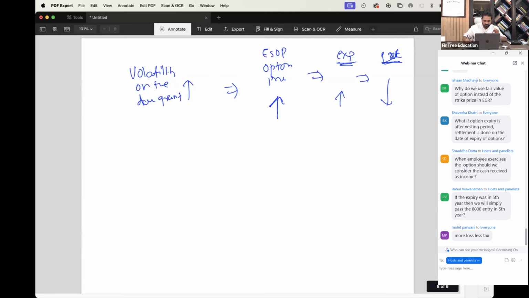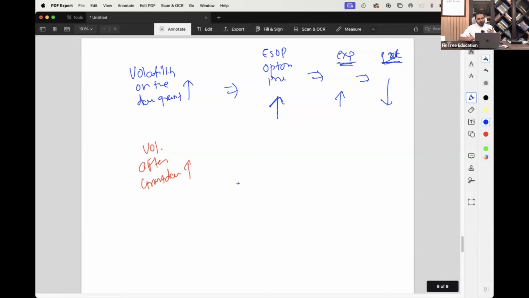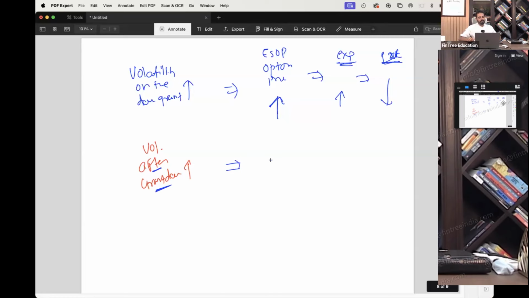Now, if I were writing the question, I would put something like this to trap you. If I were writing the question, here's what I'll do. What if volatility after the grant date is higher? Typically the way we are wired to solve these questions is we look at volatility, and because we've done this in level 1, we think, okay, volatility higher, option price higher. But look at the language: volatility after the grant date. If volatility after the grant date is higher, what happens to the ESOP option price?